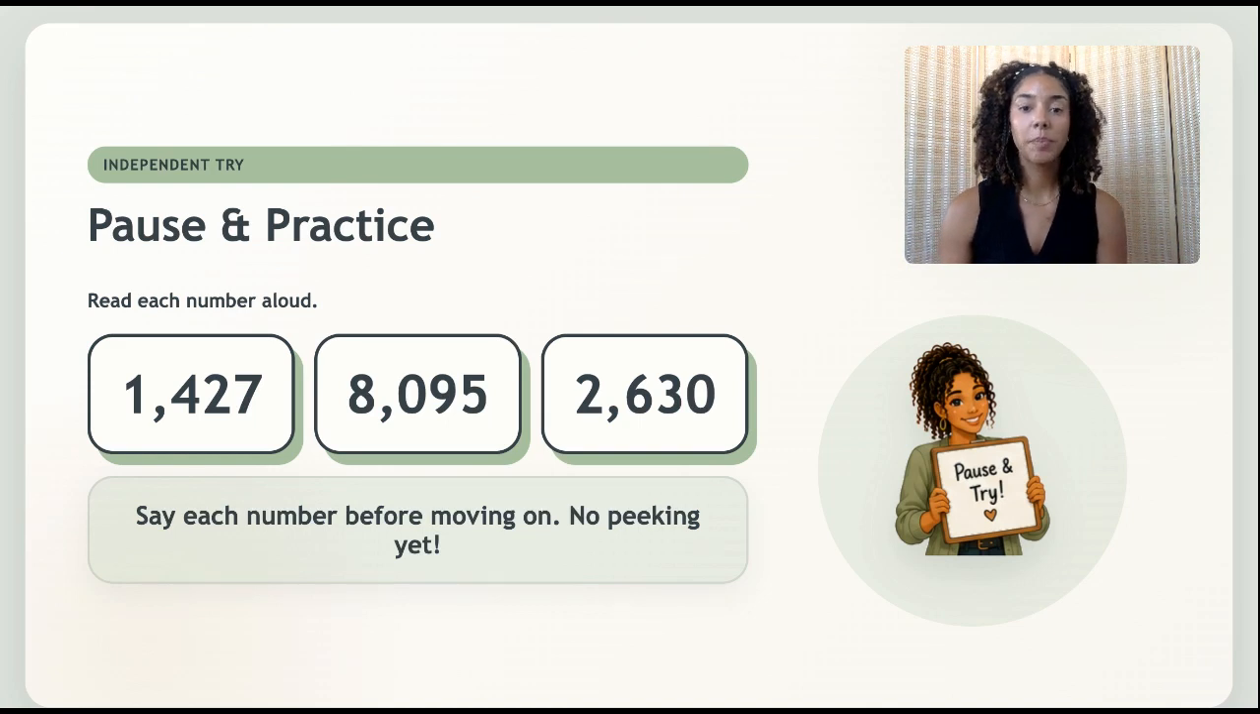Now it's your turn. Pause the lesson and read each number aloud. Say each number before moving on. No peeking just yet.